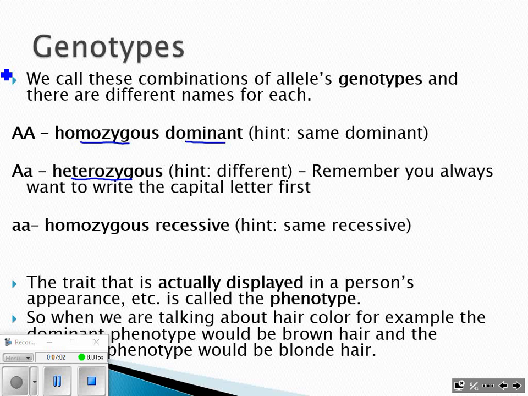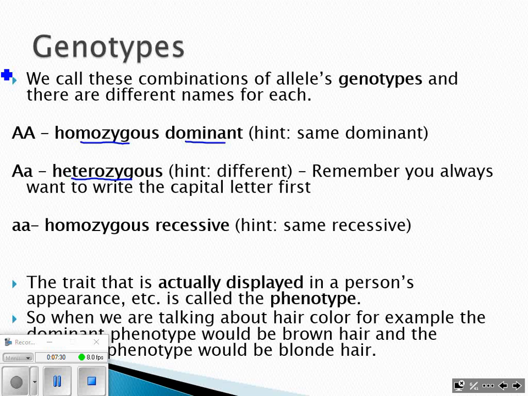Heterozygous, that prefix hetero means different. So if you're heterozygous, you have different alleles. You have a dominant and a recessive allele. Convention says we always write that capital letter first. And if you're homozygous recessive, you're the same, but in this case, you're the same for that recessive allele. And this is the only way for that recessive trait to be shown.